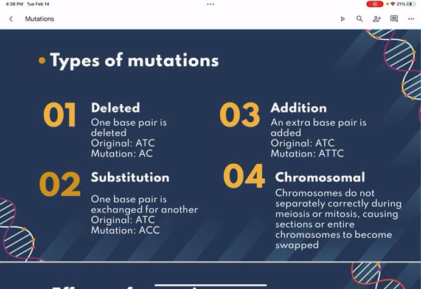And then with the chromosomal, again, the non-disjunction, that's when the chromosomes don't separate properly and you have a chunk of something that is not supposed to be there, or you are missing a chunk of something that is supposed to be there.